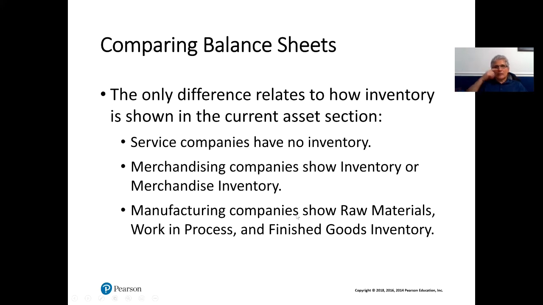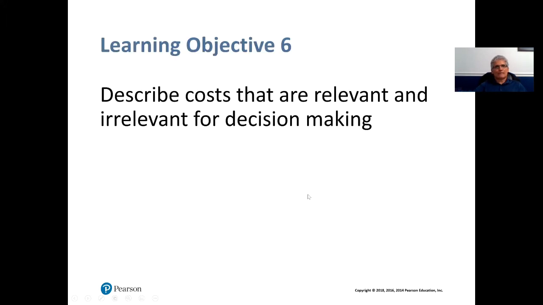The manufacturing company will also have inventory, but it's going to be much more sophisticated, broken down into more detail. Manufacturing companies are going to show raw materials, work in process, and finished goods inventory. Those 3 items are going to really be made up of inventory, but broken down in more specific areas.